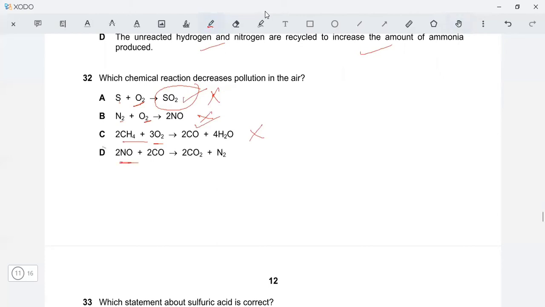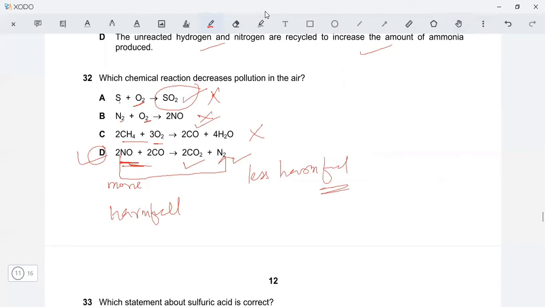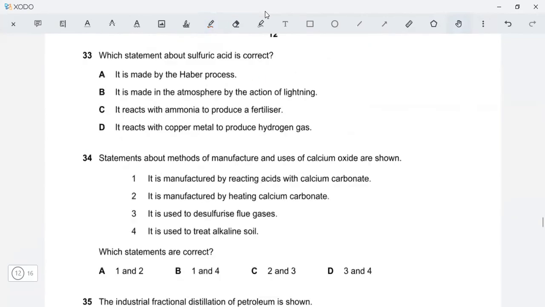But in this process, nitrogen oxide reacts with carbon monoxide to produce carbon dioxide and nitrogen gas. So that means here a more harmful gas is turned into a less harmful gas. Okay, that means this equation seems to decrease the pollution in the air. So nitrogen oxide is more harmful than nitrogen. So nitrogen gas is a less harmful gas. So this is the right answer.